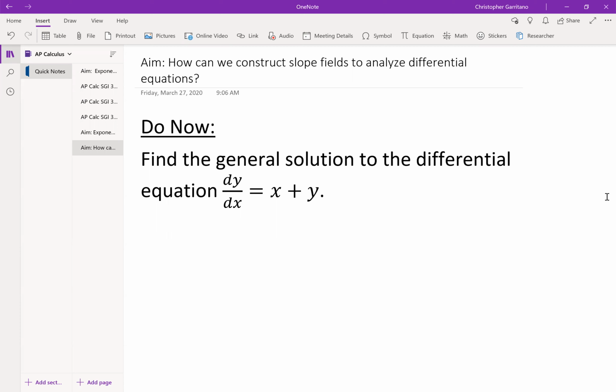So anyway, today we're going to discuss this idea of something called slope fields. How do we construct them and how do we use them to analyze differential equations? But before we get into the lesson, I'd like you to warm up by finding the general solution to this differential equation.